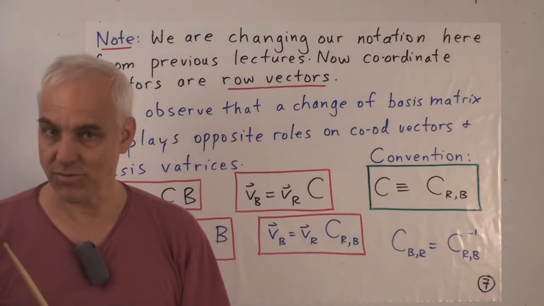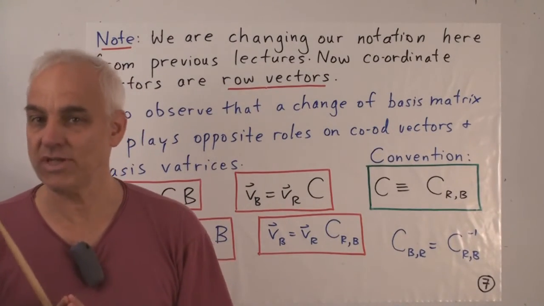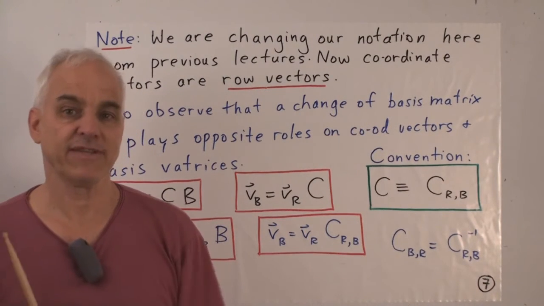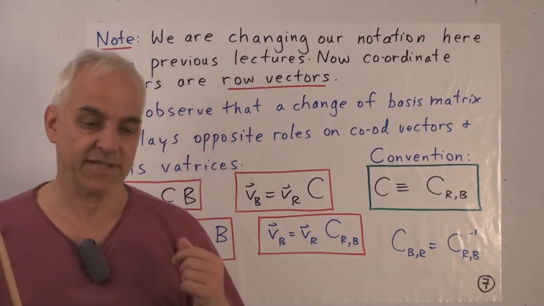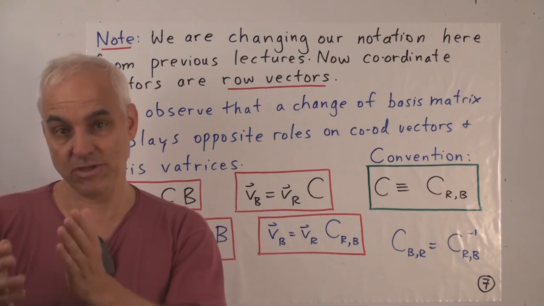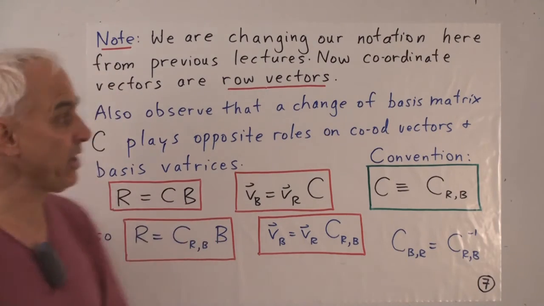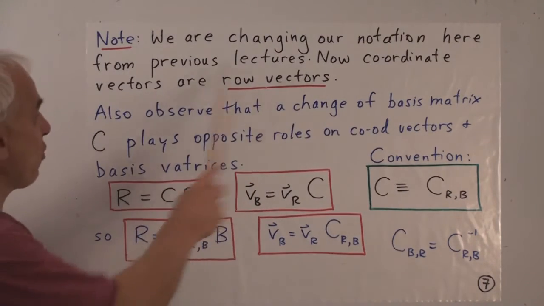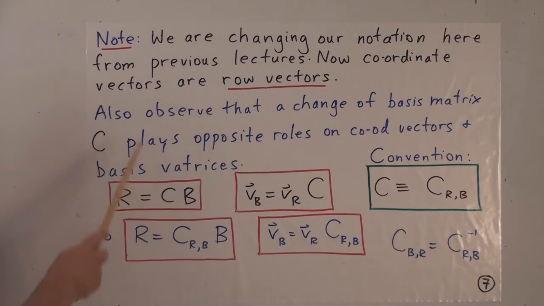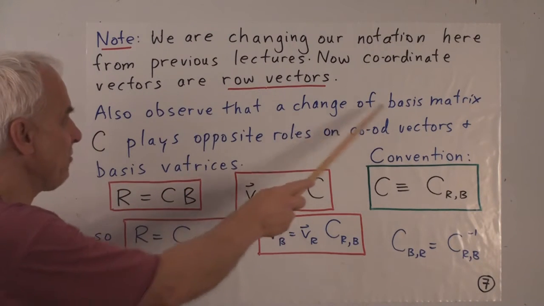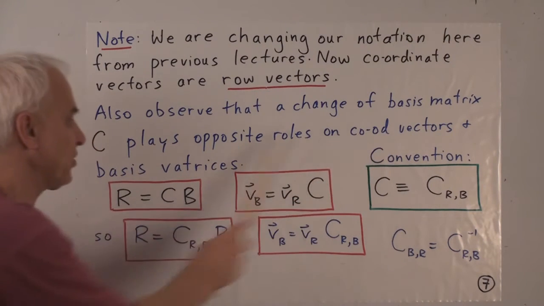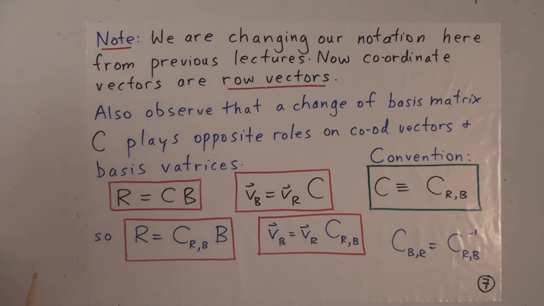So I'd like to alert you to the fact that we are changing notation slightly here in this new framework from a previous lecture. In a previous lecture we talked about the coefficient vector of a vector with respect to a basis in terms of a column vector. We are now changing our point of view and thinking of a coordinate vector as a row vector. Also observe, as we've done before, that a change of basis matrix C plays sort of opposite roles on coordinate vectors and basis matrices.